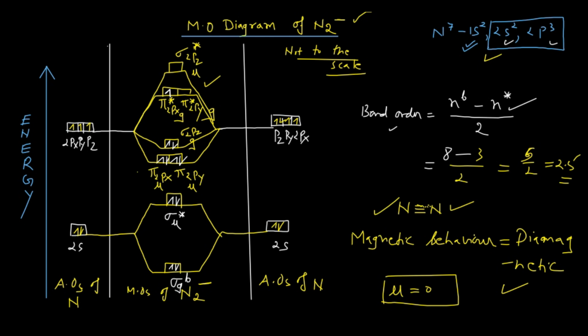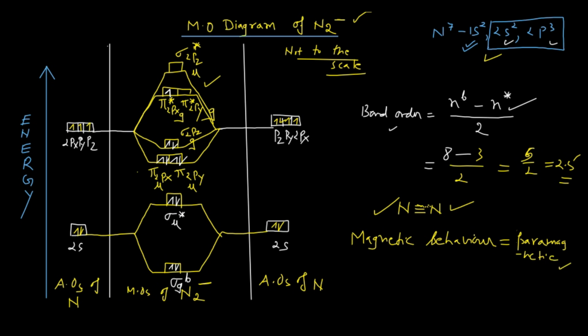Magnetic behavior, if you want to check, now it is having one unpaired electron, and whenever your molecular orbital diagram has any unpaired electron, then the nature of your molecule would be paramagnetic. So N2 negative is paramagnetic. Please remember, paramagnetic means N2 negative will be weakly attracted by the external magnetic field. And if you want to calculate the magnetic moment for this one, that is mu, magnetic moment equals the square root of n times n plus 2 BM, that is Bohr magneton, where n is the number of unpaired electrons.